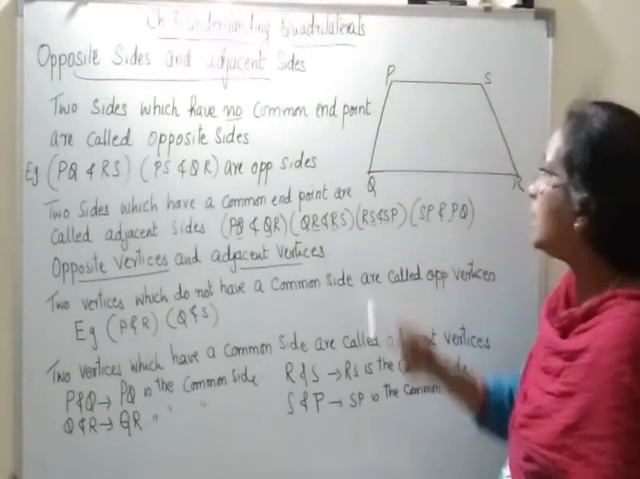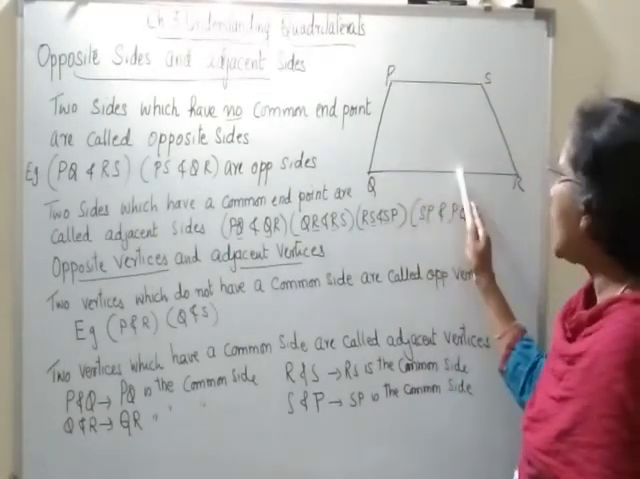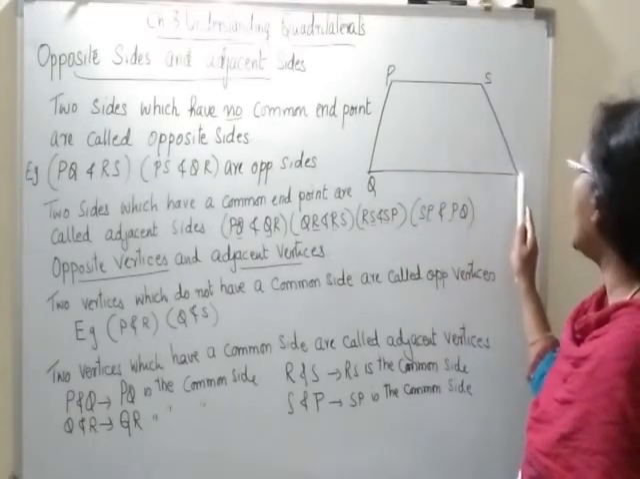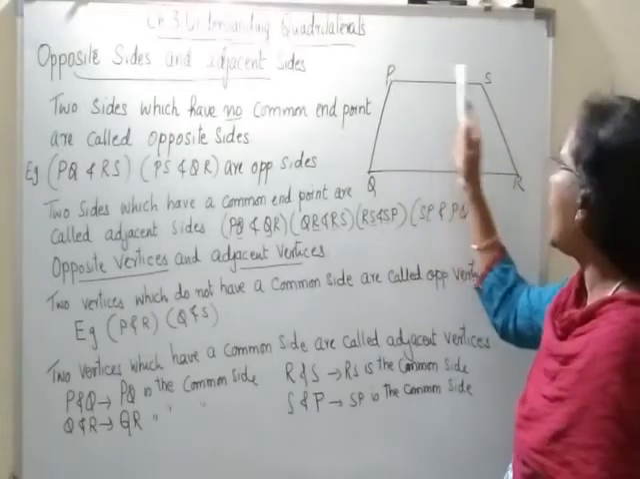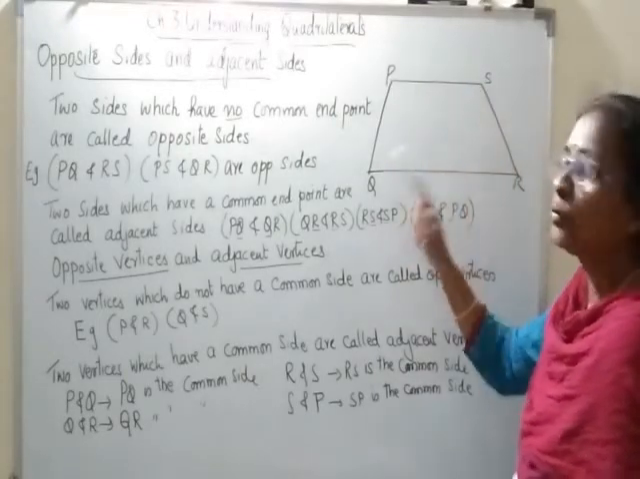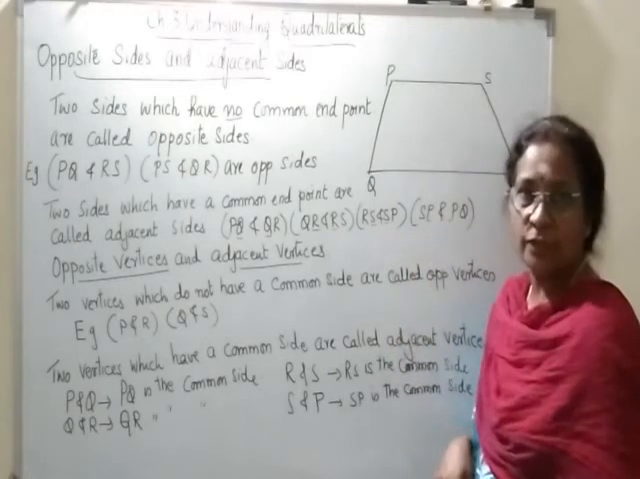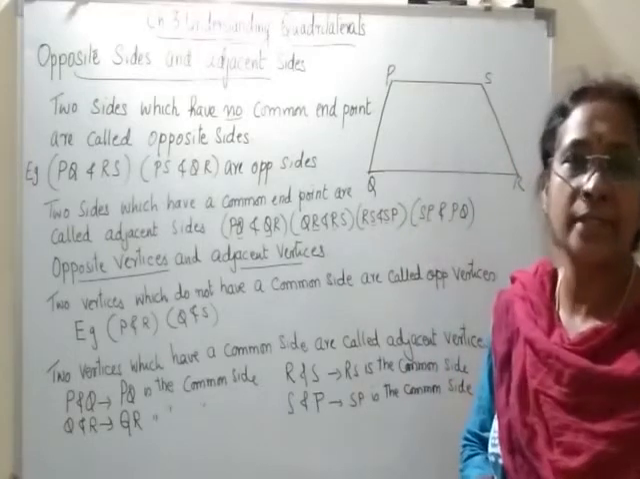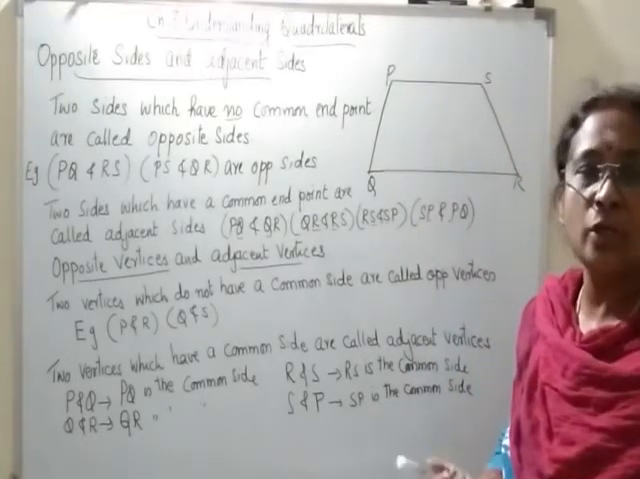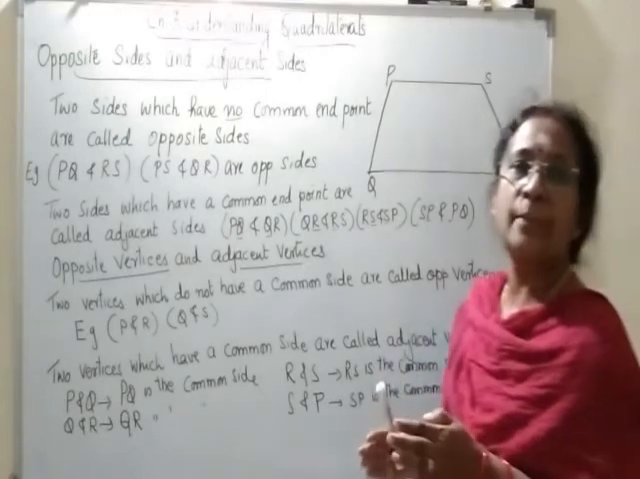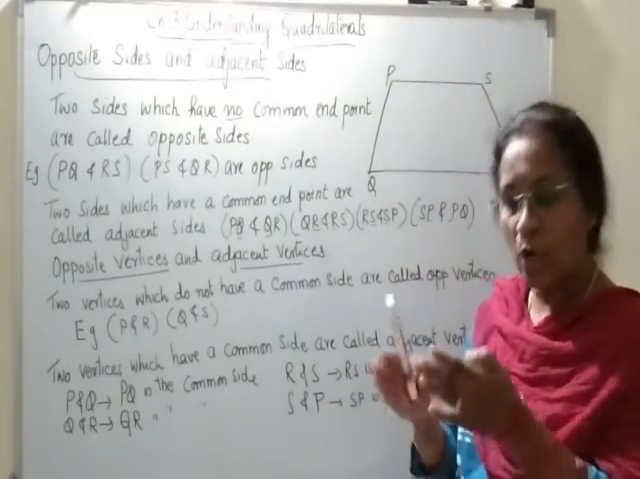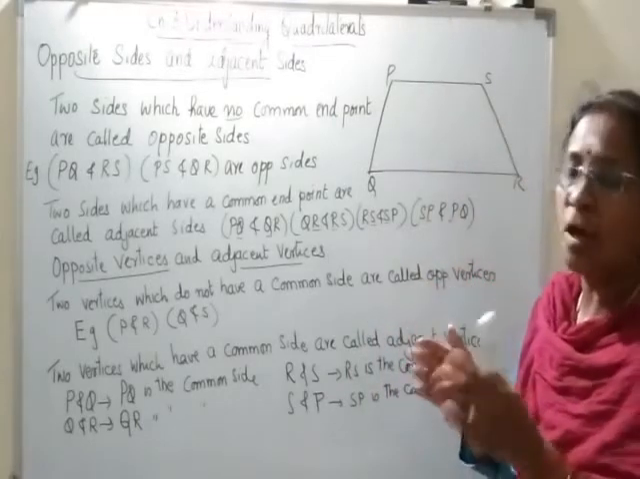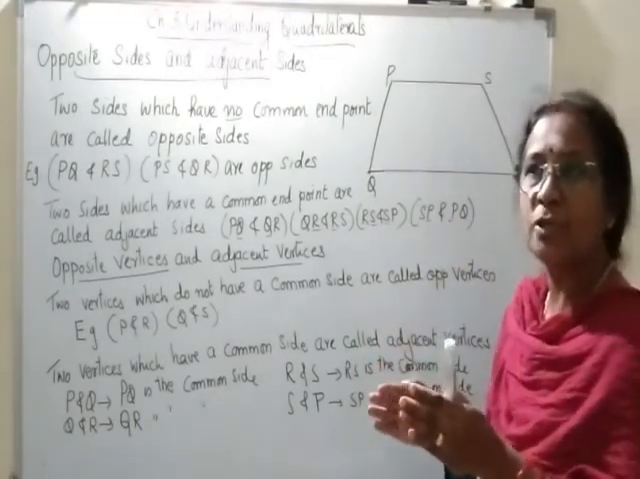Now, which are the angles? Angle PQR, angle QRS, then angle RSP and angle SPQ. These are the angles of the quadrilateral. Now, which sides are called adjacent sides? What is the meaning of the word adjacent? Adjacent means next to each other or nearby. Okay. So here, nearby sides. How will you decide whether they are nearby sides or not?